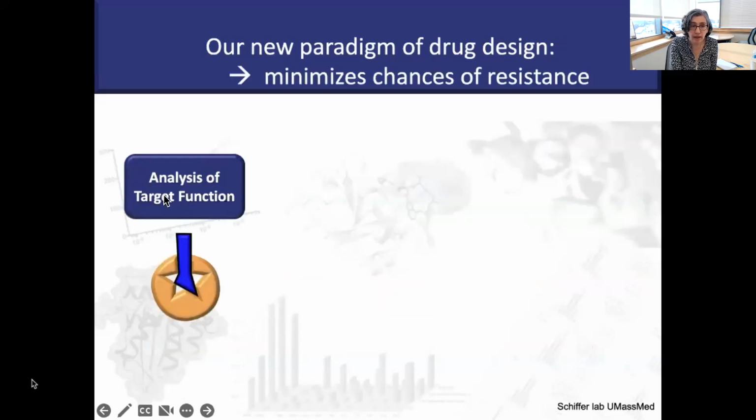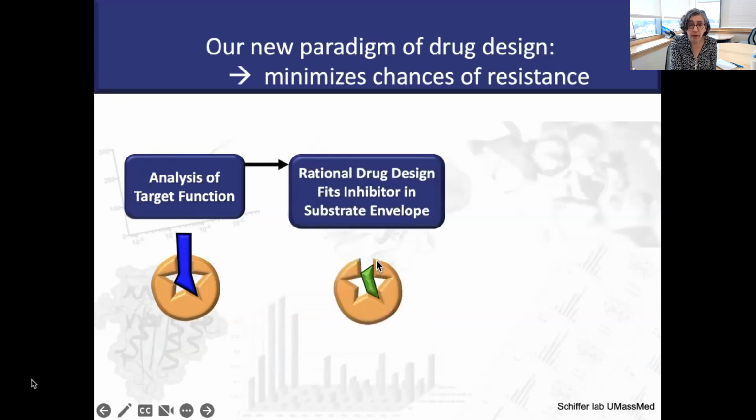So if we pay attention to the enzyme substrate complex, and this is especially true in a case where the enzyme recognizes multiple diverse substrates, we have an added constraint that we can use in structure-based drug design to avoid drug resistance by fitting the inhibitor in what we call the substrate envelope. And these inhibitors still have to be potent, they still have to be bioavailable, they still have to be all the things that a good drug is. But by fitting within the substrate envelope, a mutation that impacts them will simultaneously impact the recognition and processing of the substrate. So that's the key evolutionary constraint.